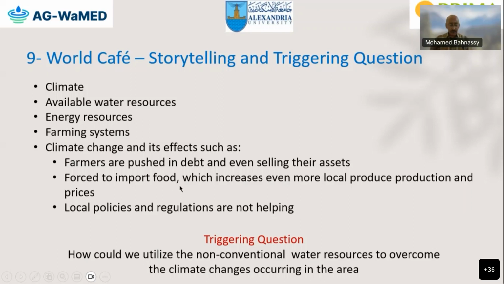Policy to import food, which increases even more local procedure and local policies. The triggering question, for example, how could we utilize non-conventional water resources to overcome climate changes occurring in the area?